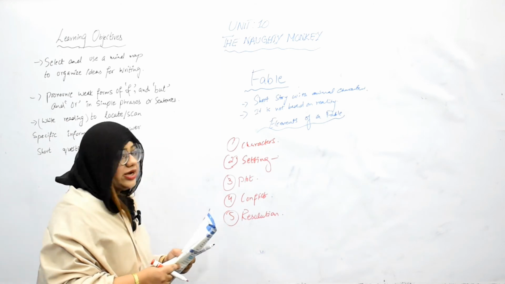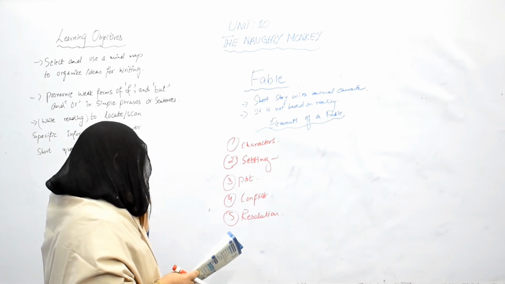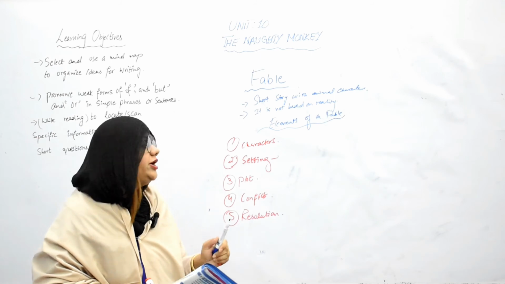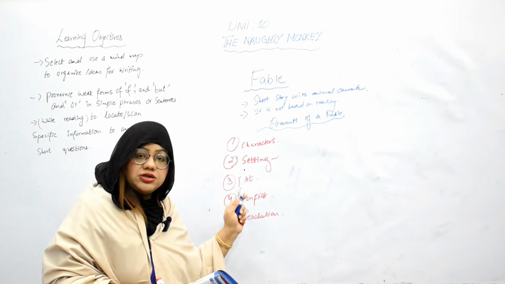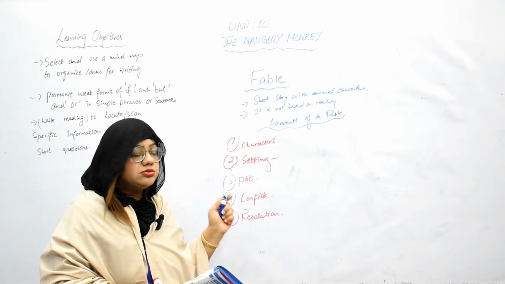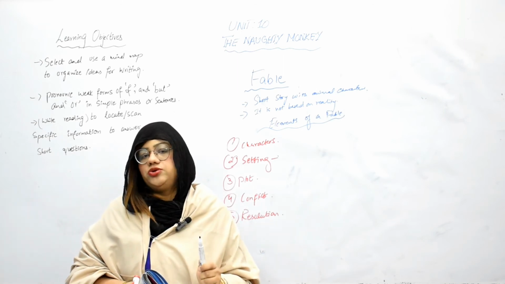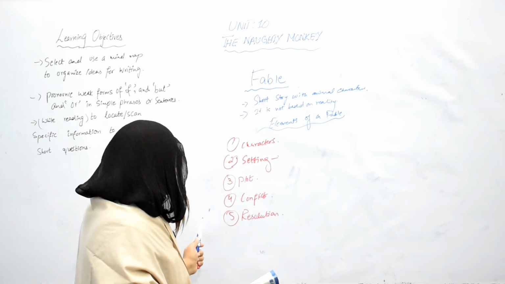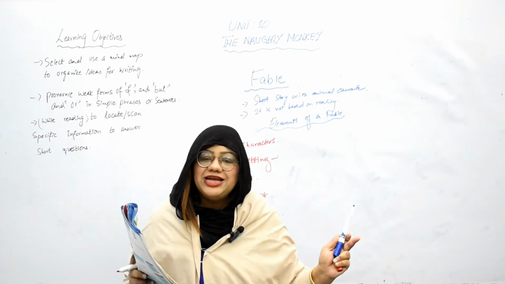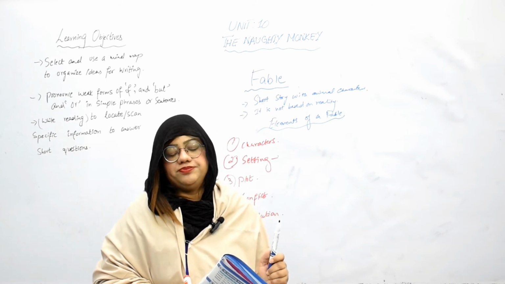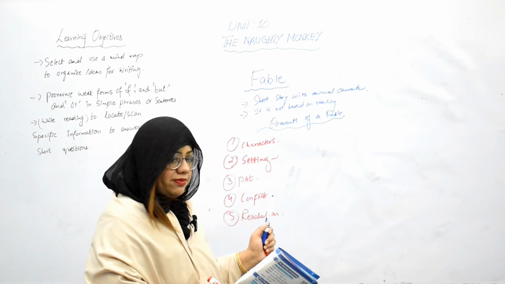So students, look at this. I'm going to repeat again. The elements of a fable include characters, settings, plots, conflicts, and resolution. These all make a complete fable, a complete moral story. So I hope you have understood.